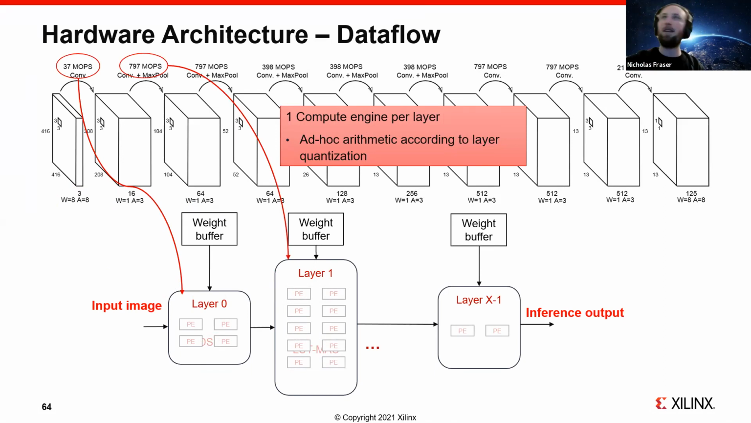So for example, if each of these layers were able to do the same amount of operations per second, the first layer is going to execute 20 times faster than the second layer, right? We don't want that. We want a balanced pipeline.